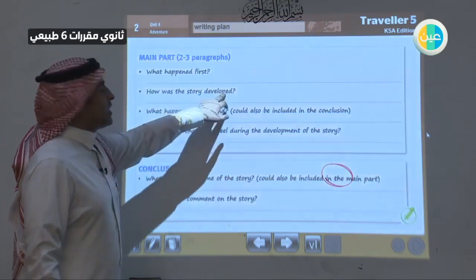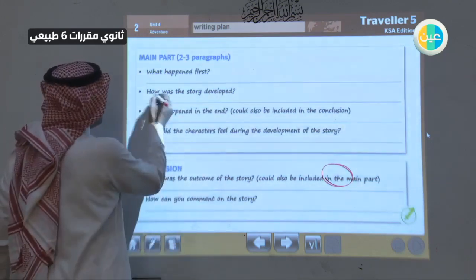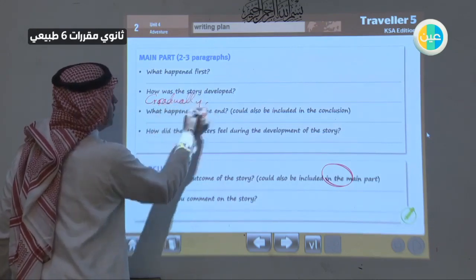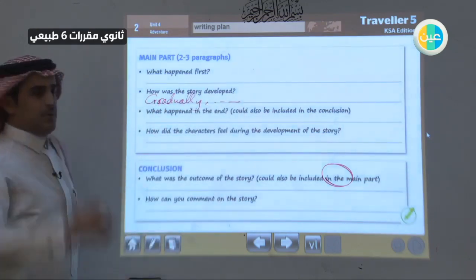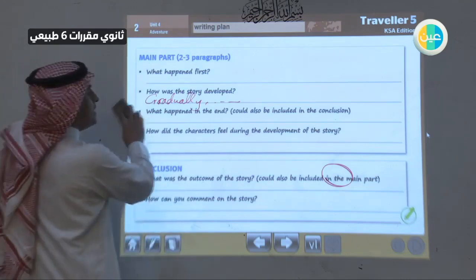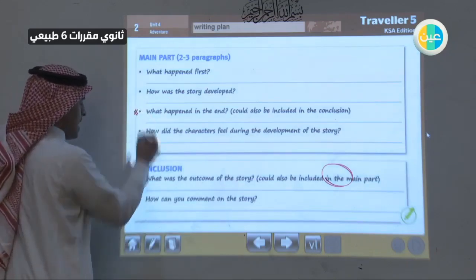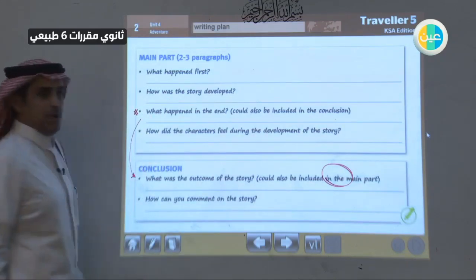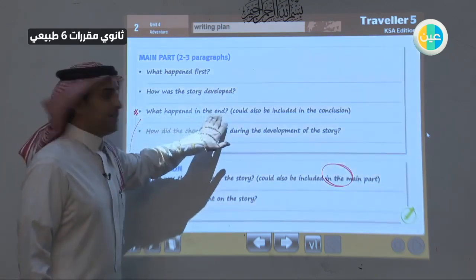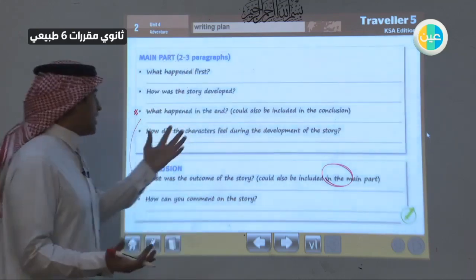How was the story developed? In the last story we use "gradually", and the story after that. What happened in the end? This part can be used in the conclusion. Okay. What happened in the end? We first developed and then ended. This is the story at all.